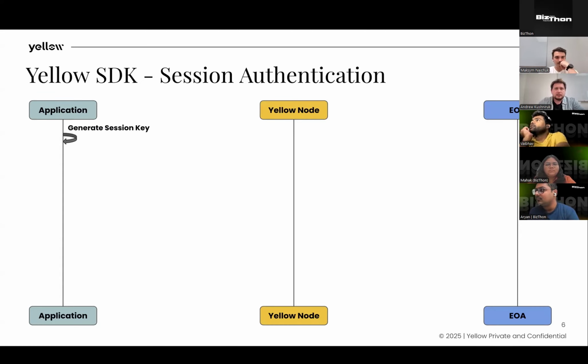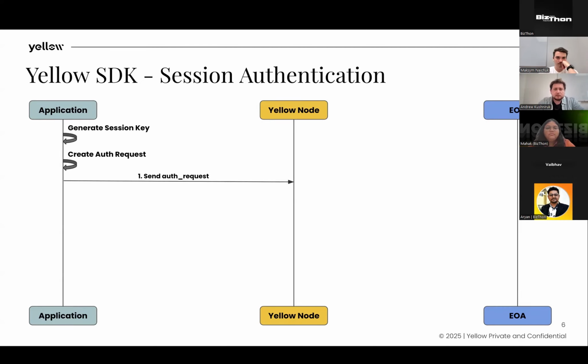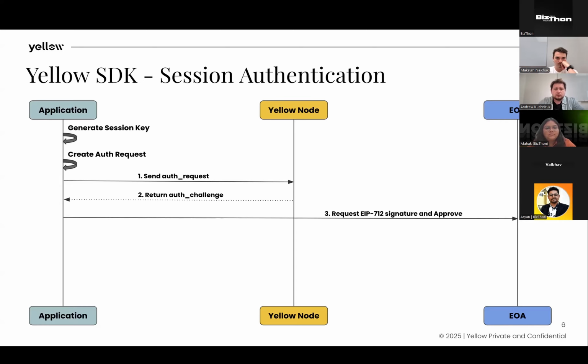To start, we need to generate a session key for the user. This session key will sign our messages after login on the platform. After that, we need to create an authorization request and send this request to the Yellow node. The Yellow node will reply to us with a challenge token, which we need to pass to our external-owned account and sign this message. Based on it, we will receive the signature.